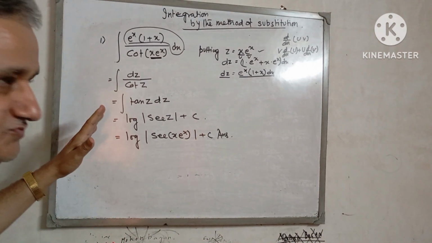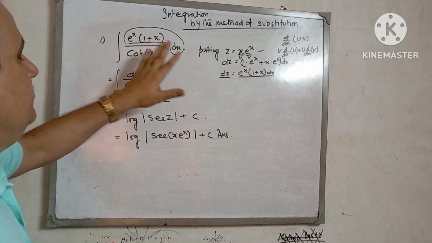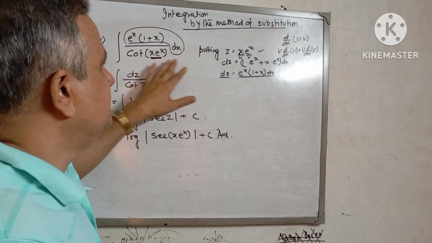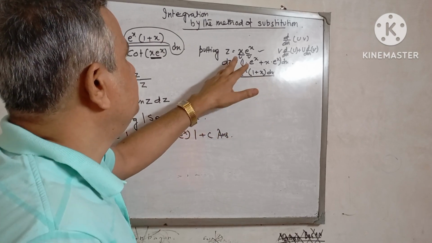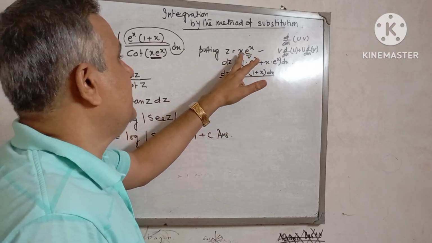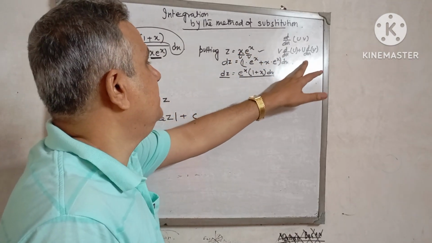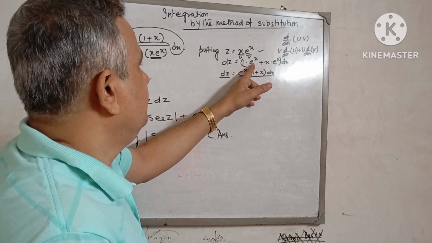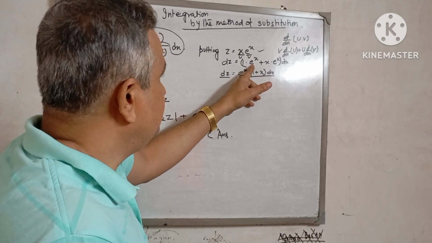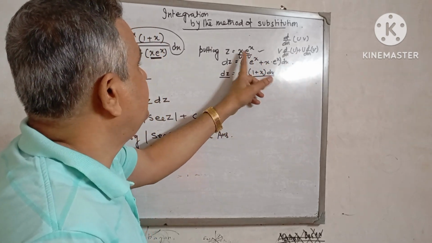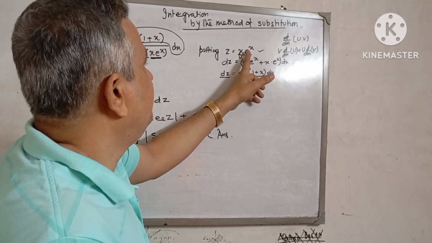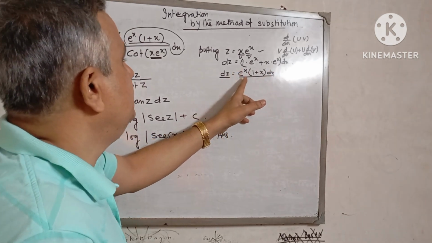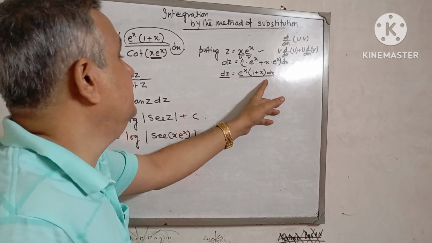So we repeat, we put z equal to x e to the power x. Now we differentiate x e to the power x as a u into v function of differentiation. First we differentiate x and e to the power x as it is, then plus x as it is, and differentiation of e to the power x is also e to the power x. Now taking common e to the power x into 1 plus x dx.